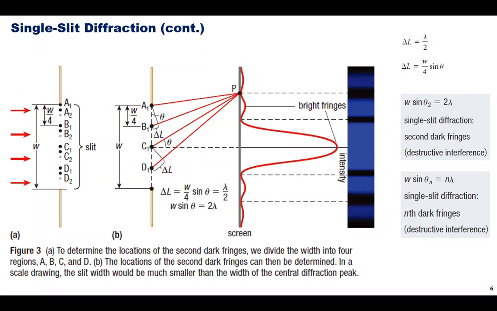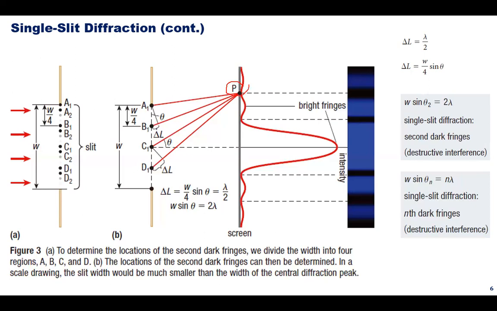Okay, next, let's have a look at figure 3. This figure shows the method of determining the position of the second dark fringe. In figure 3A, which is on the very left, the slit is divided into 4 regions. The points in these 4 regions are denoted by A, B, C, and D, respectively. Figure 3B, which is in the middle, shows the path length from the farthest point in each region, A1, B1, C1, and D1, to point P on the screen.